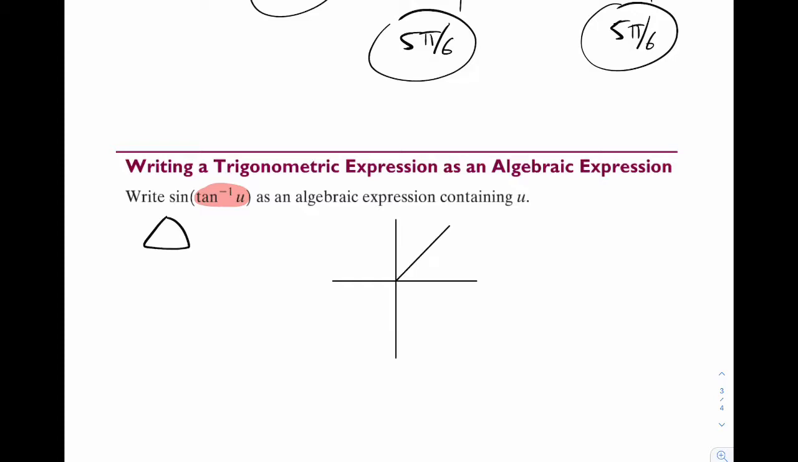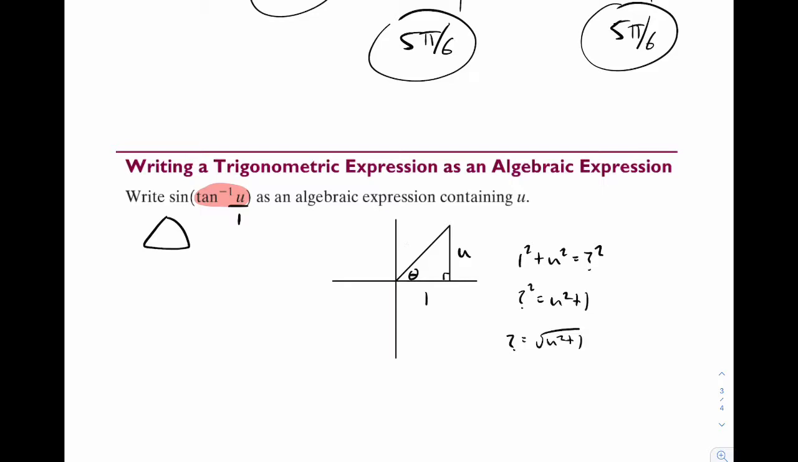So let's draw a triangle in quadrant 1 like that. Let's call that theta. And here's the trick. Think of u as u over 1, because now I can write this as u and 1. Now by doing that, it's interesting because now I can actually find the hypotenuse. If I were to call this question mark, I can write 1 squared plus u squared equals question mark squared. Therefore, question mark squared should equal u squared plus 1. The question mark should be the root of u squared plus 1.